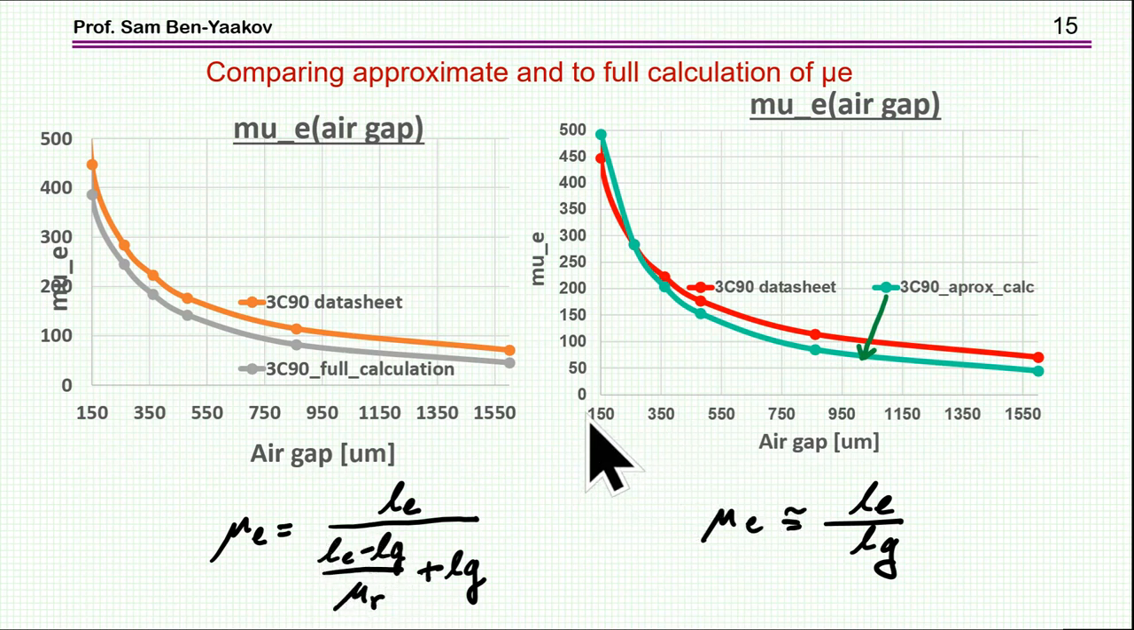However, at low air gaps, we see a difference here, and therefore it is clear that this equation, which is more correct, is the one to use at small air gaps, okay? So you should use it here. However, there is a difference between the full equation that we have derived and the data sheet. And the question is why?